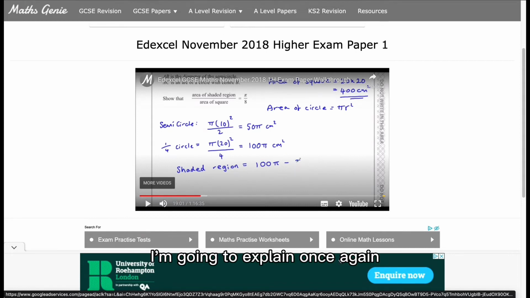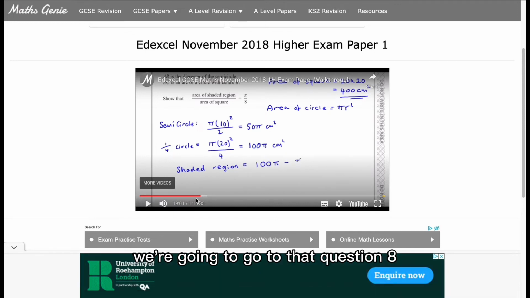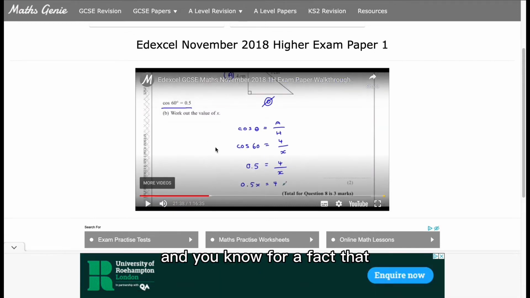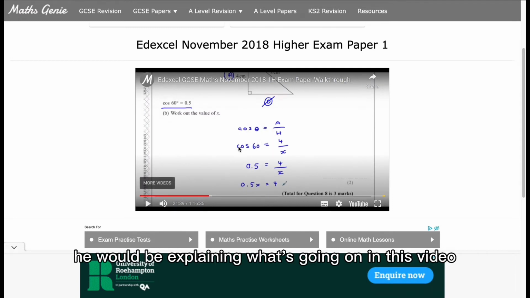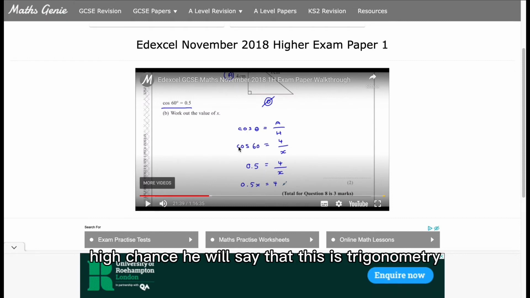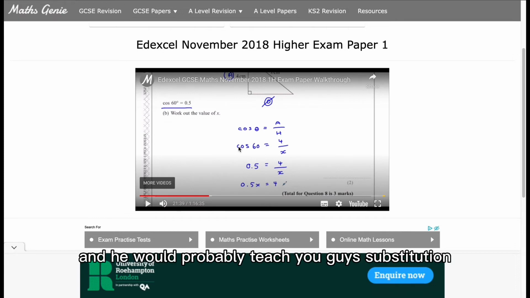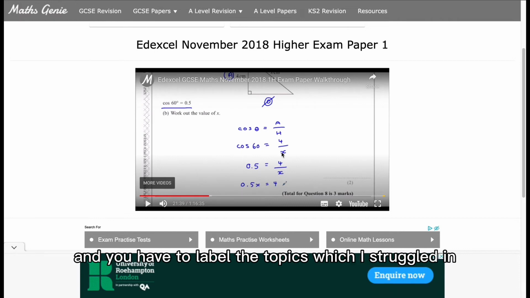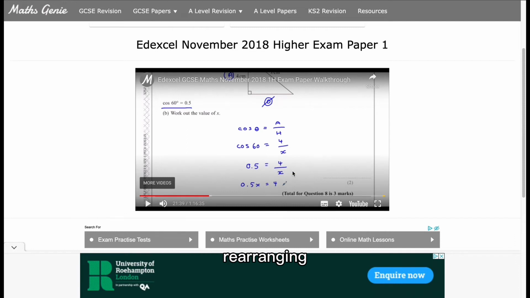So when it comes to this, I'm going to explain once again. We go to question 8, and you know for a fact that the person at Maths Genie would be explaining what's going on in this video. There is a high chance he will say that this is trigonometry, the use of SOHCAHTOA, and he would probably teach you substitution. You have to label the topics, which I struggled with. This involves a little bit of rearranging equations. Write that topic down. This is a trigonometry question.